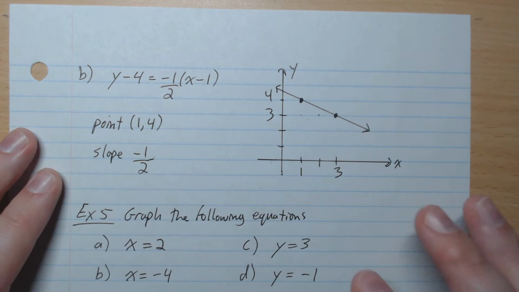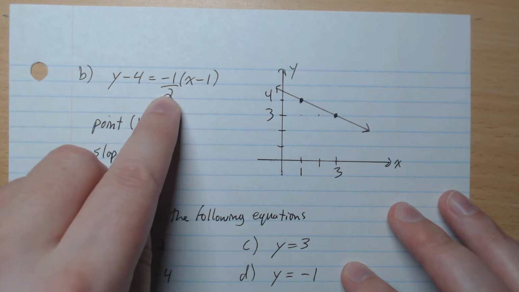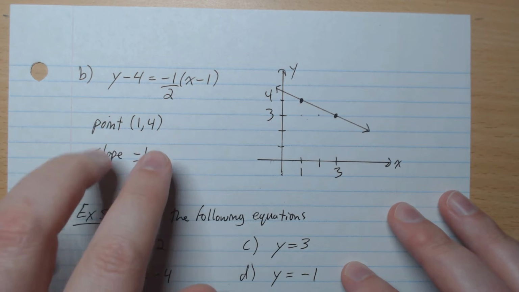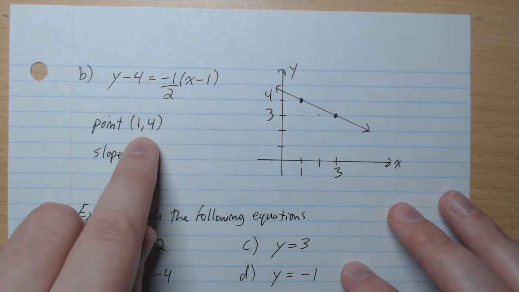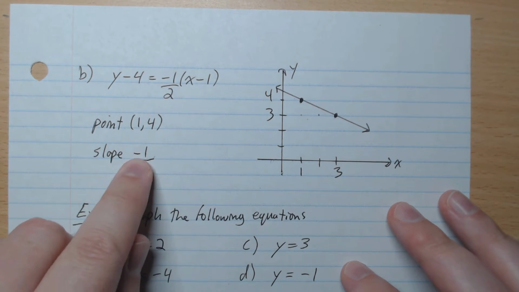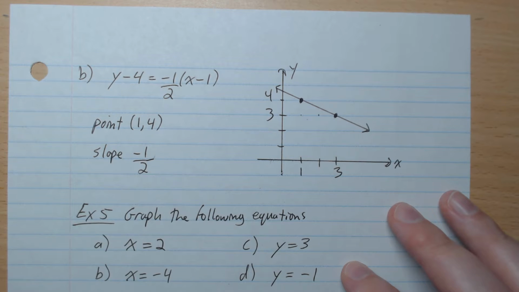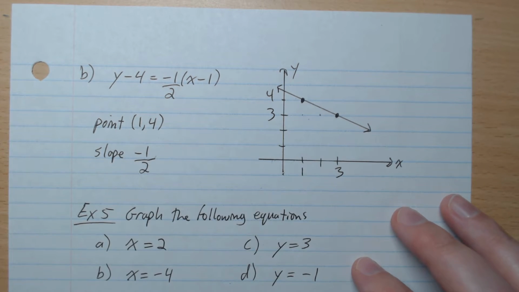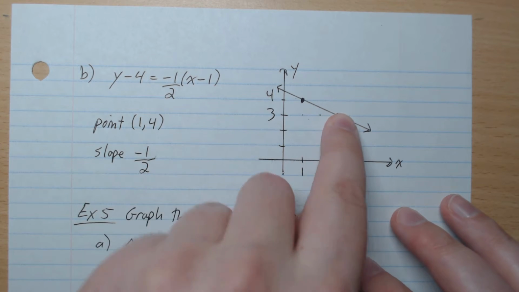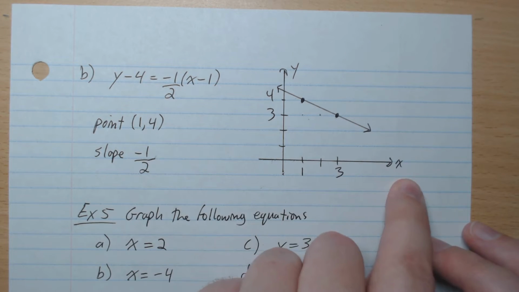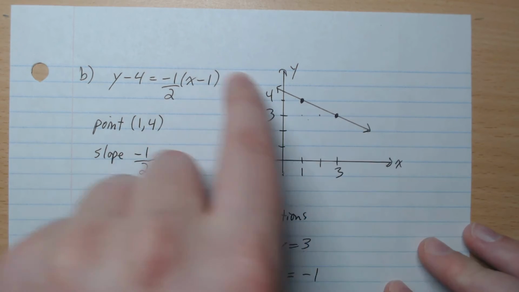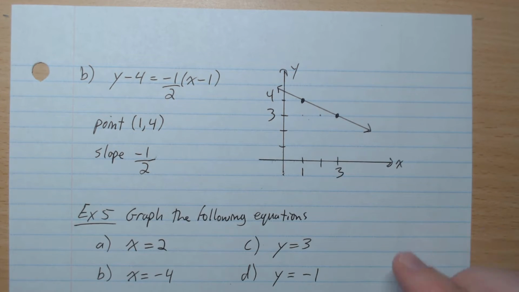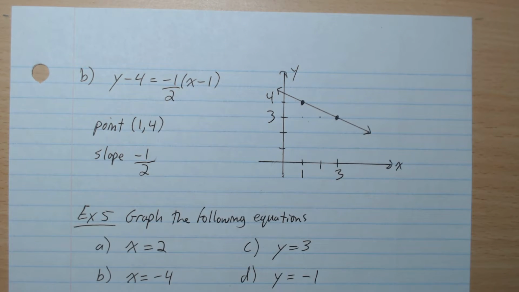Okay, B. y minus 4 equals -1/2 times (x minus 1). So the point on the graph is (1, 4), like that. The slope is -1 over 2. So we're going to start at our point, (1, 4), like that. Down 1 over 2, down 1 over 2, like that. And we connect the dots as such. And so there is the graph of our function.